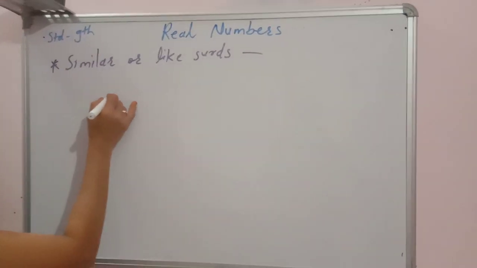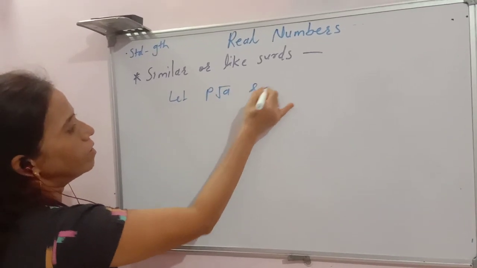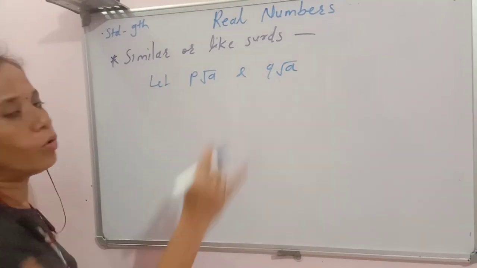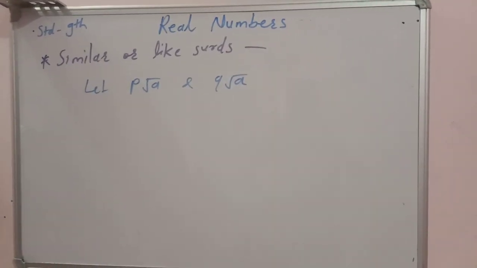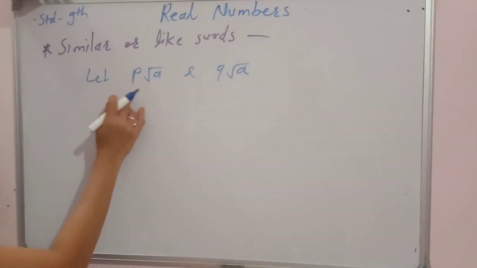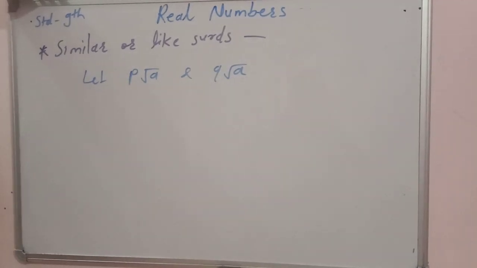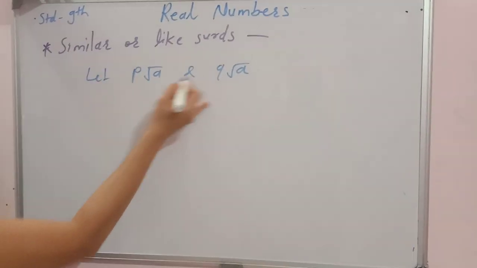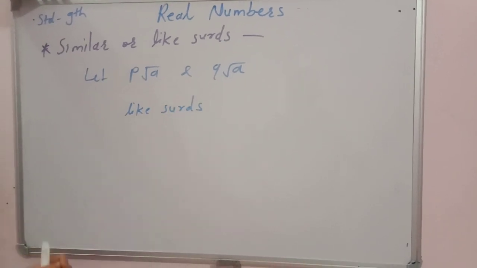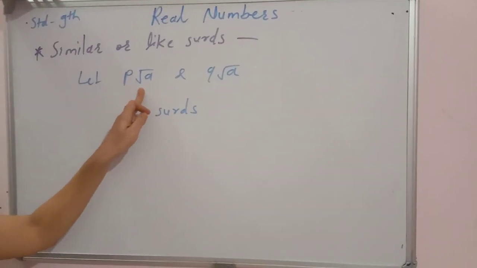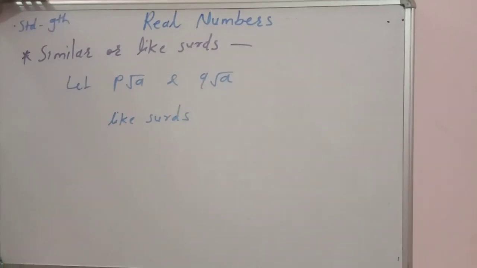Now let p root a and q root a be two surds, where p and q are rational numbers. Here the irrational factor is root a, and here also the irrational factor is root a. Such surds are known as like surds. Why? Because the order of the surd is 2, the order of the other surd is also 2, and they have the same radicand also.